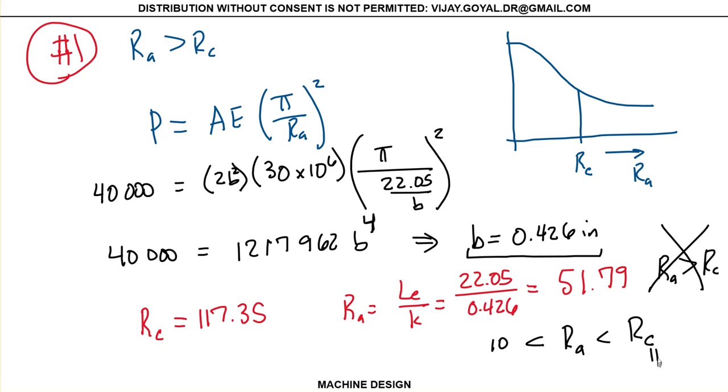where this is 117.35 and this is 71.79. So it's bound by these values. So that means that my second guess will be, let's go to my J.B. Johnson equation for my second guess and see if that works out.